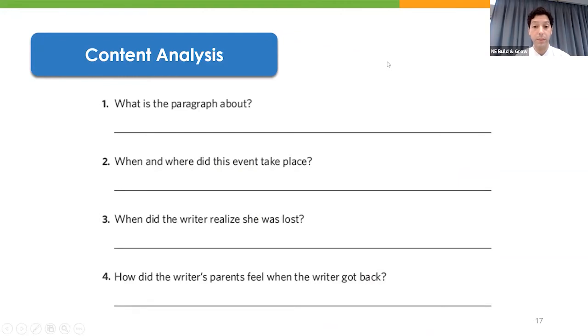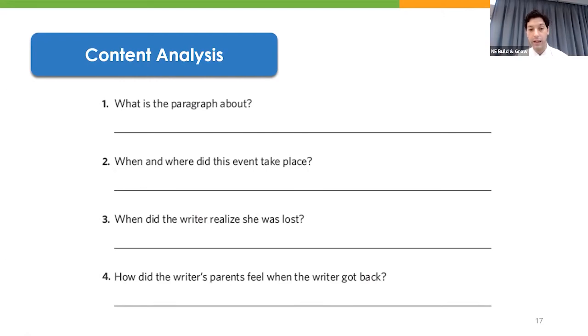So someone said a scary experience. It's very good. Getting lost. Getting lost where? In the woods. Yes. Excellent. Okay. So the paragraph is about a boy who was lost in the woods. Very good. Okay. Now, the question is, when and where did this event take place?